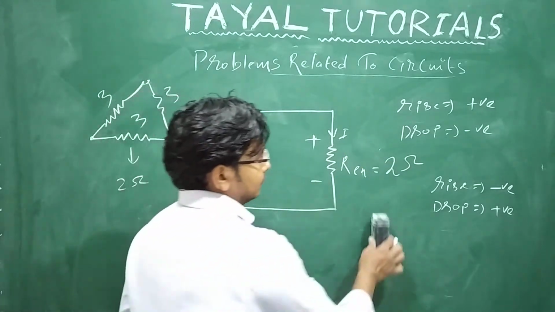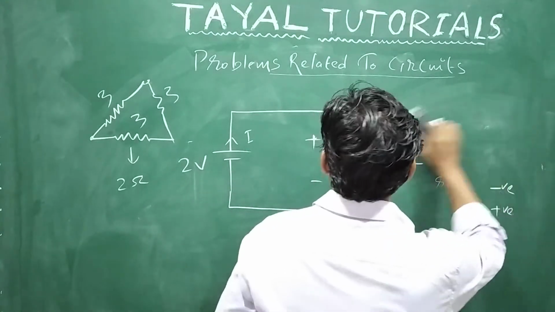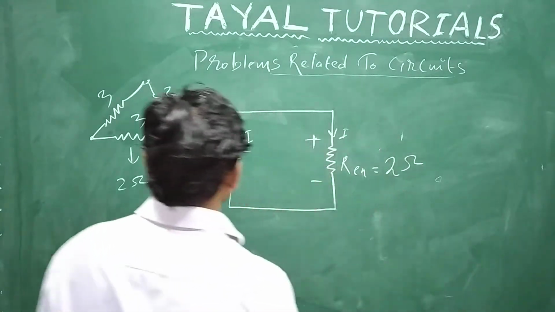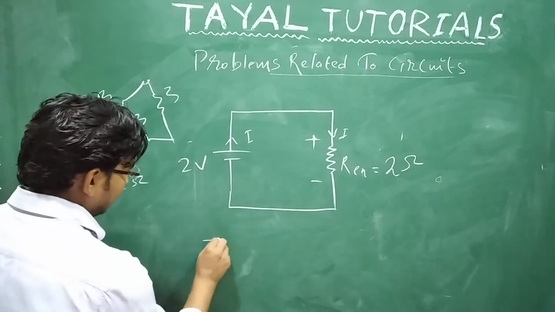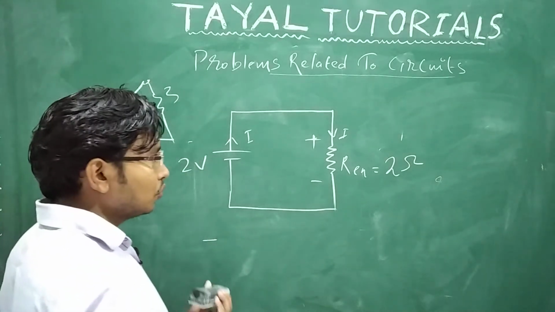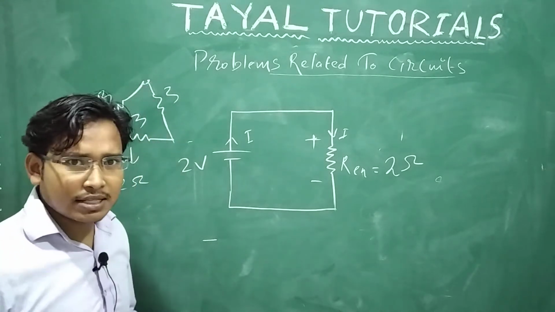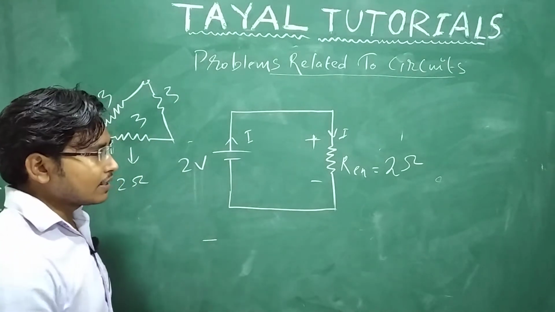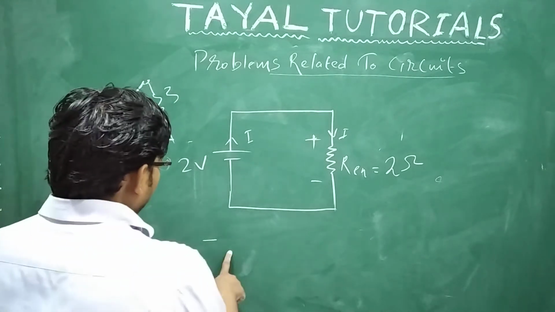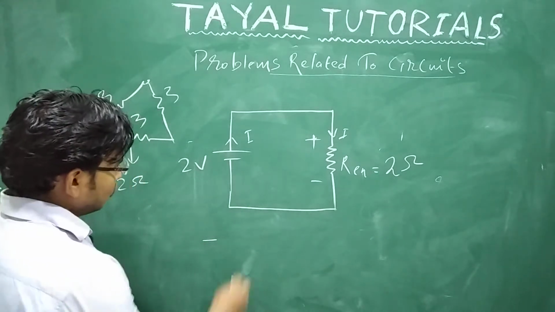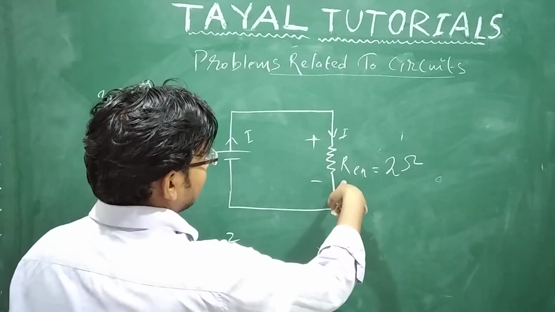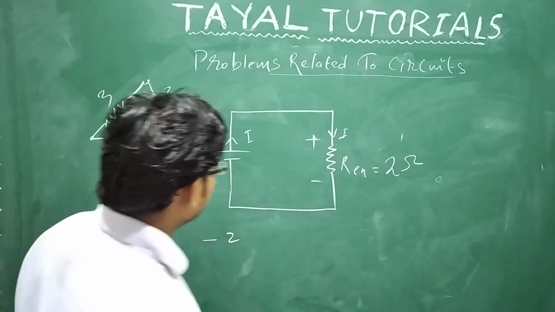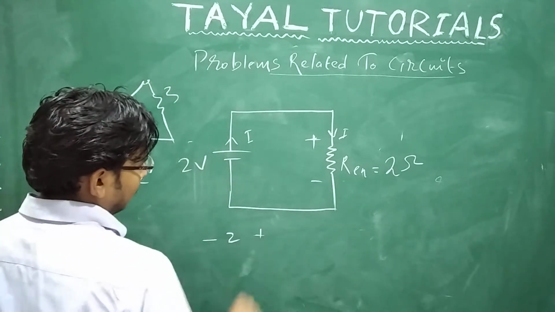Okay, see, I'm just taking this as rise. For rise, I took negative. It's my choice. You can do it with rise as positive, you will get the same result. Once the class is finished, you can just try. Minus of 2 volt, this is 2. This is voltage into R equivalent. This will be also voltage. So for drop, I took positive.